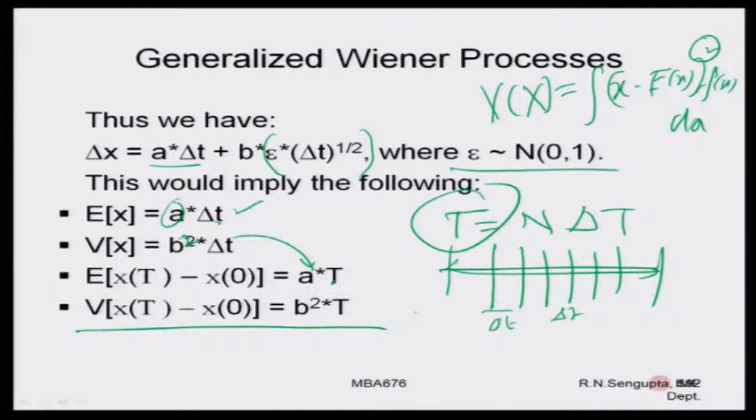And again the variance of the difference of x capital T and x 0 would be given by the same formula, which is b square, but here rather than delta t it would be capital T, where capital T is equal to n into delta t.